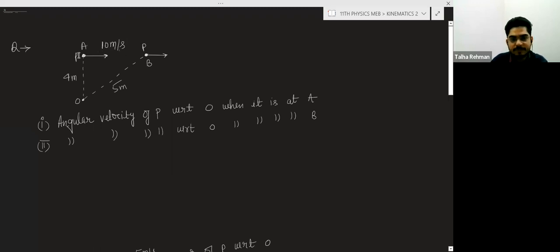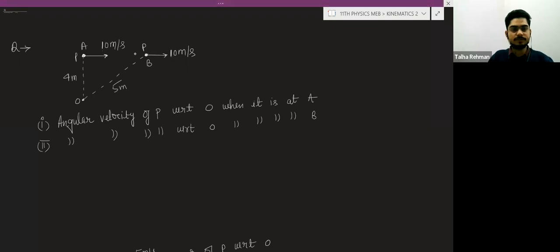At point A, when this particle is moving like this, this particle P has the velocity of 10 meter per second. At point B also, this particle has the velocity of 10 meter per second.